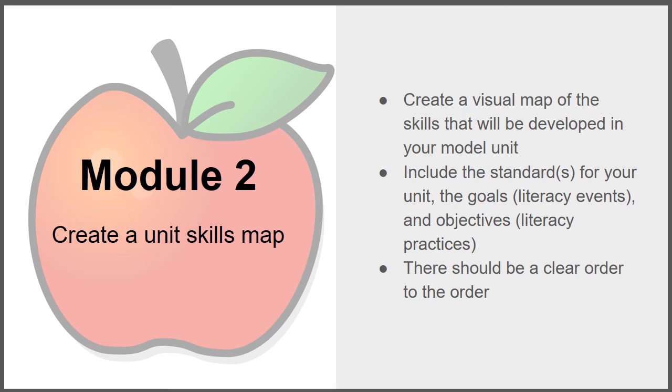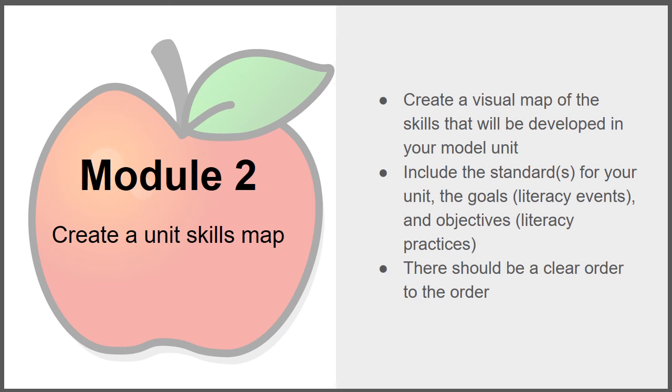So now it is time to practice mapping out the various skills that will be targeted within your literacy model curriculum unit. For this task, your skills map should be visual or graphic in nature, for example, not in narrative form. In your visual, you should include the standard or standards your unit will meet, the goal or literacy event that your unit engages in, the lesson objectives or the literacy practices that you will teach. Your skills map should indicate the sequence in which these skills should be presented to the students.